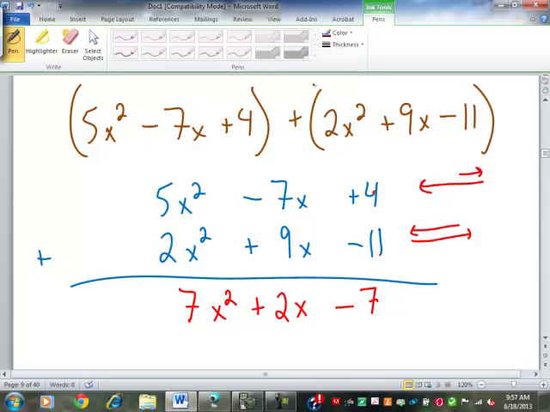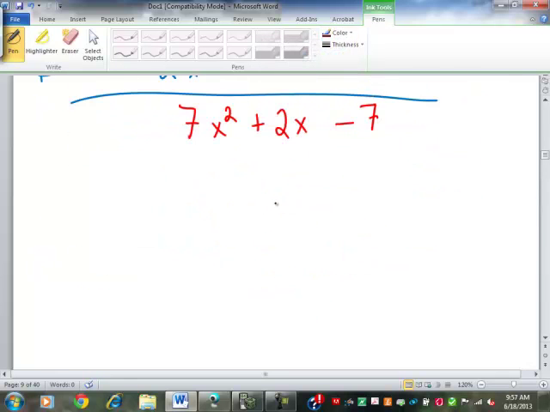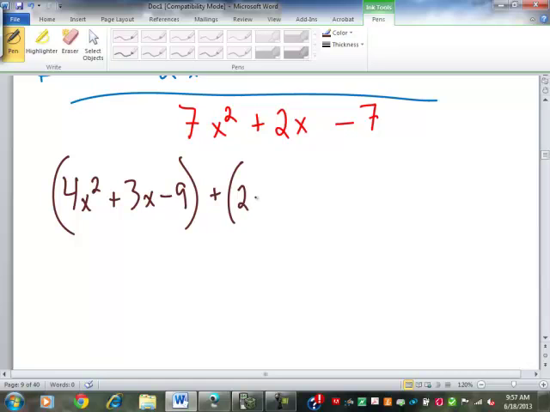What if we have something like this? Does anybody see the potential issue here? 4x squared and 2x. Perfect. This is x squared, and this is x to the third. They're not the same place value. I can't combine those.